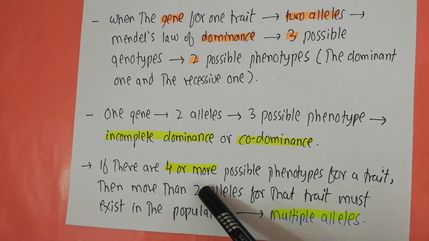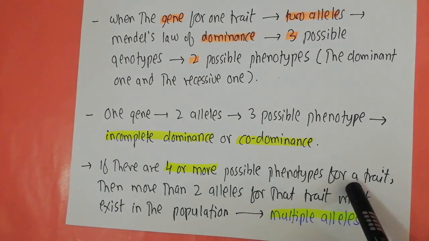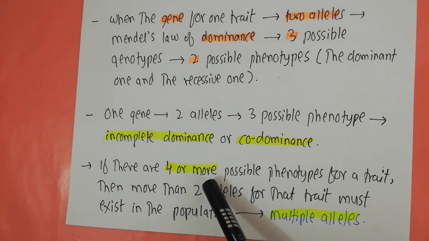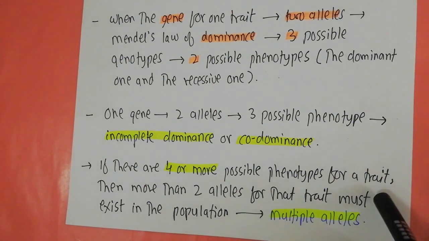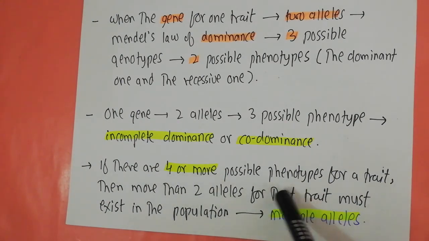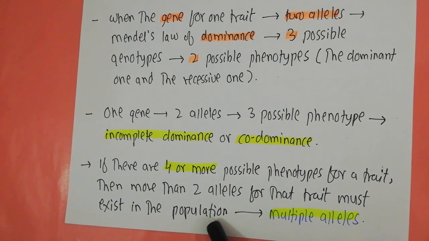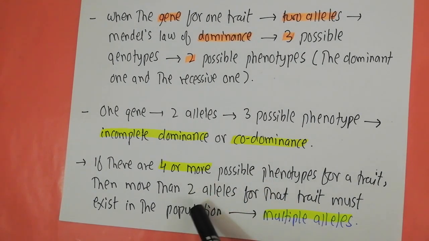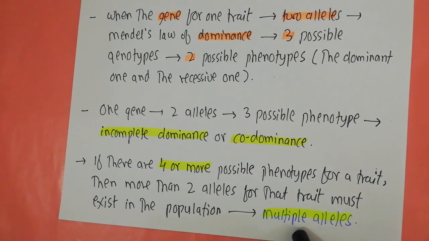Now, if there are four or more possible phenotypes for a trait, that simply means that there will be more than two alleles for that trait, because with two alleles you cannot have four or more possible phenotypes. So if for a trait there are four or more possible phenotypes, then more than two alleles for that trait must exist in the population. I'll stress this: there will be more than two alleles for this trait in the population, not in an individual. When there are four or more possible phenotypes and more than two alleles, we call this condition multiple alleles.